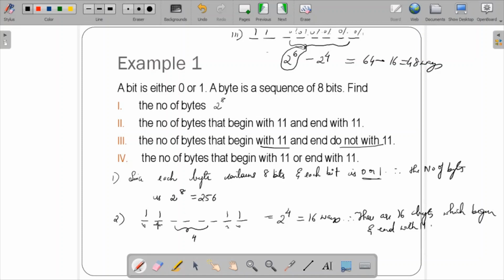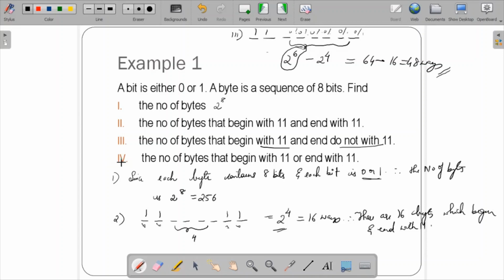In the previous example we solved begin with 1 1 and end with 1 1, and the number of ways is 2 to the power 4. So here, begin with 1 1 and end with 1 1 also gives 2 to the power 4. So 2 to the power 6 minus 2 to the power 4 is nothing but 64 minus 16, that is equal to 48 number of ways. So this is the answer for the third question.